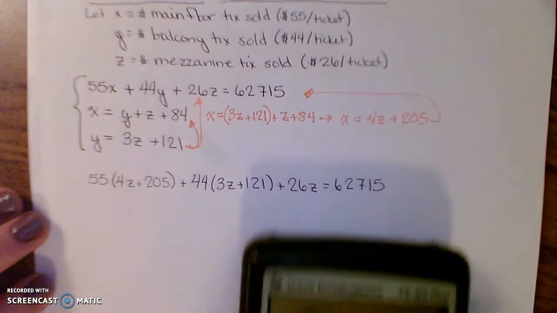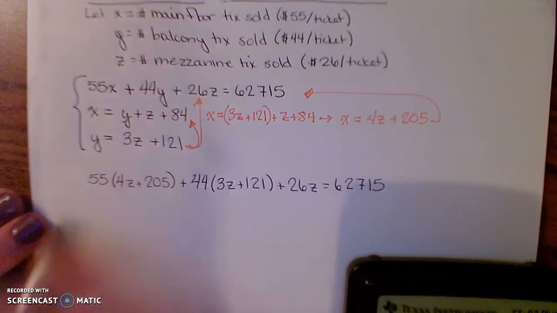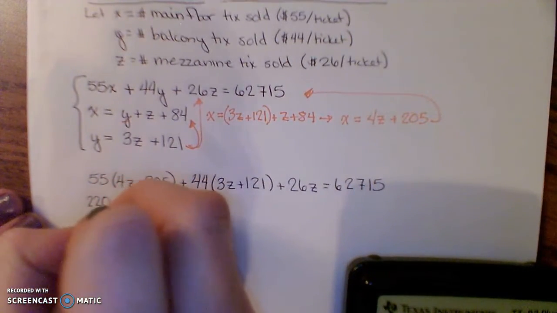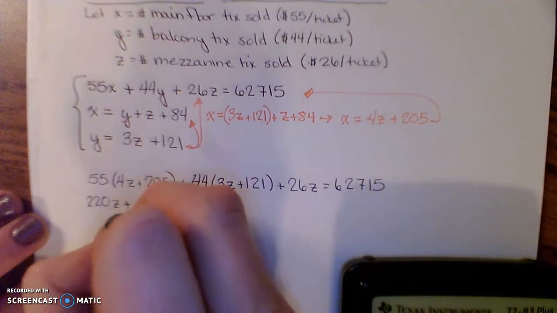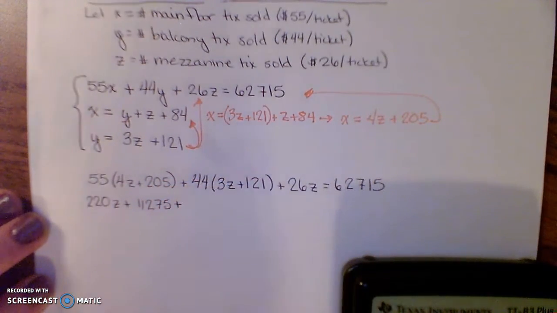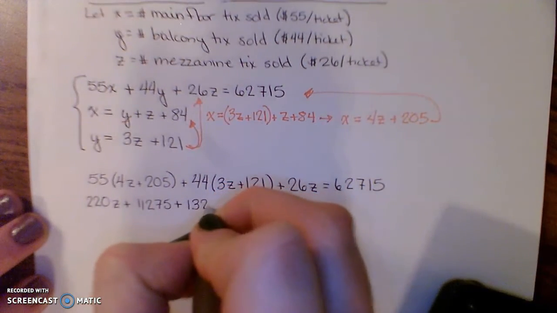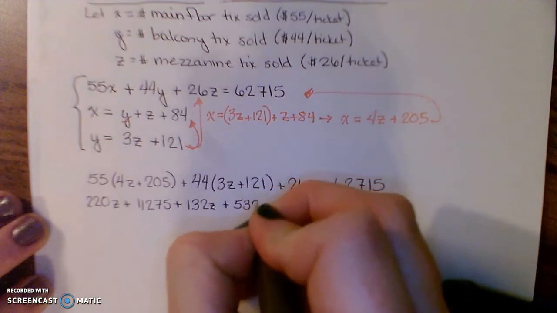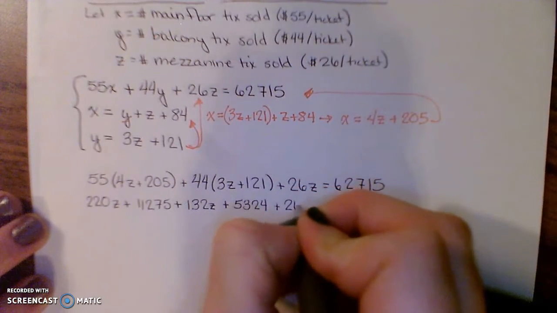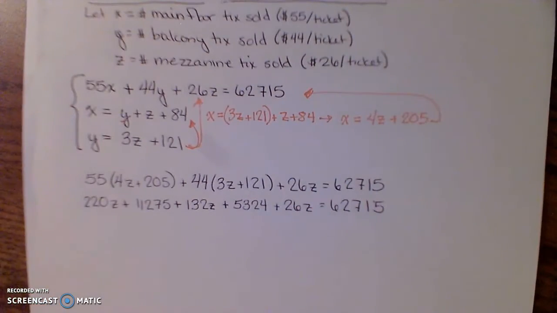All right, let's go ahead and simplify. We get 55 times 4, what's that, 220Z, plus 55 times 205, that's 11,275. 44 times 3 gives me 132Z, plus 121 times 44, what's that, 5324. And then plus 26Z equals 62,715. Kind of an annoying problem, but totally doable.